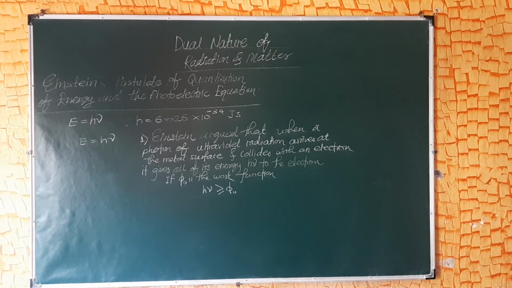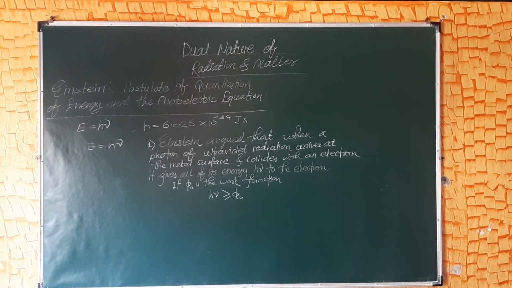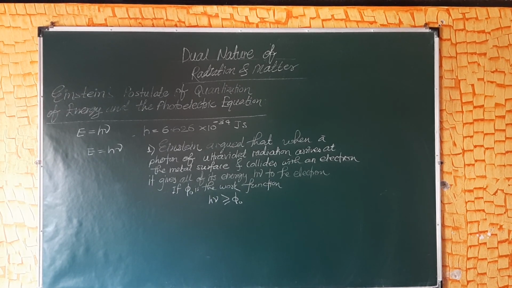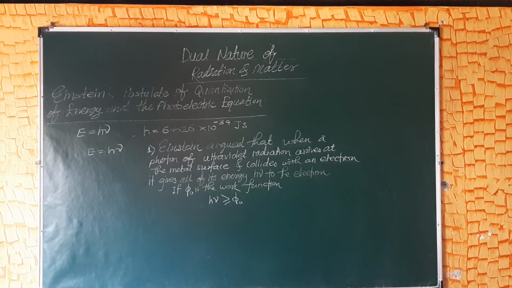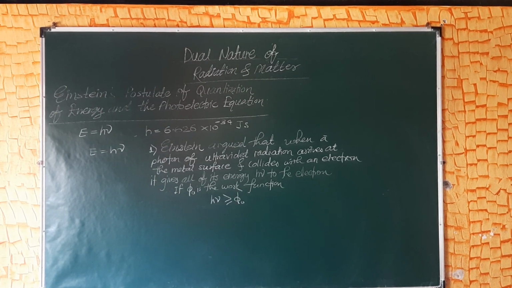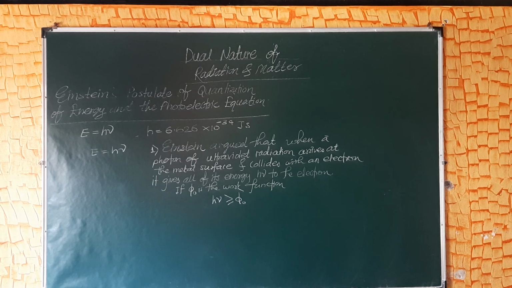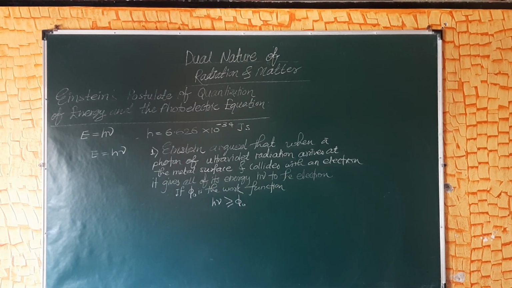Clear? Is it visible to everyone? Okay. So as a result, no electron will be ejected, however intense the incident radiation is. Similarly, if nu is greater than nu naught, the energy will always be sufficient to eject an electron. Okay. So this is the first postulate, that Einstein argued that when a photon of ultraviolet radiation arrives at the metal surface and collides with an electron, it gives all of its energy h nu to the electron. So this energy is gained by the electron and the photon no longer exists.